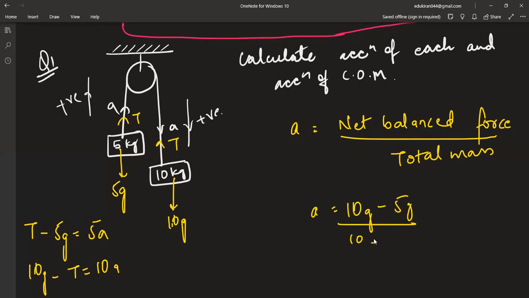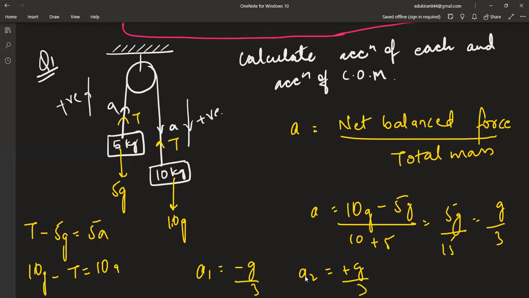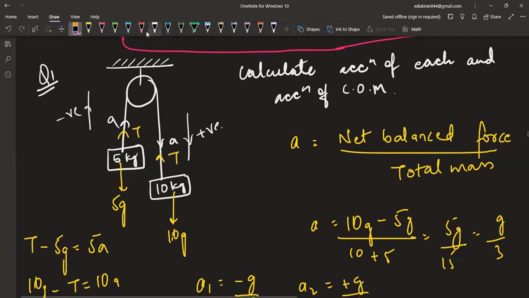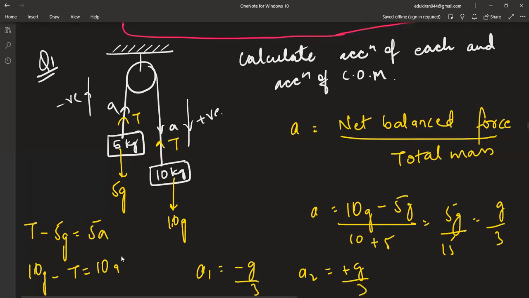Total mass is 10 plus 5. So that becomes 5g by 15, which is equal to g by 3. So acceleration 1, for this first acceleration, will be minus g by 3. Second acceleration will be plus g by 3 because we are finding the acceleration. One acceleration has to be taken positive. In the question, originally it was given this, no? This I just put plus to show you, so that you don't confuse with the actual sign conventions.